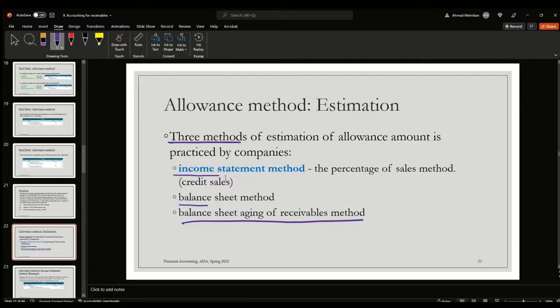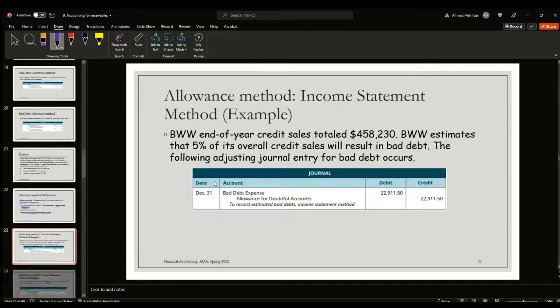So let's go with the first example, which is the income statement method, where you basically use the percentage of sales, and specifically speaking, the credit sales. You cannot really go with just sales, because inside the sales amount, you can also have cash sales. And since cash sales have already been received, you cannot make estimations about cash sales, right? So you already have them. This is only concerning credit sales. Let's go with the example.